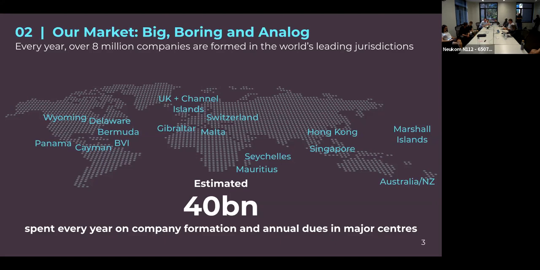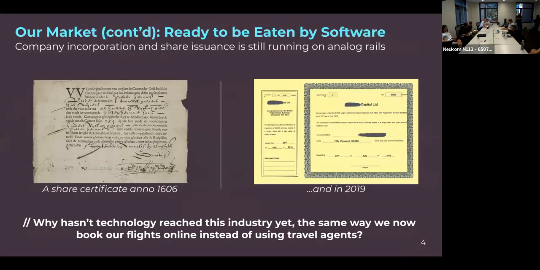But the other thing is, it's still totally analog. It's still all paper pushing, right? If you incorporate a company in most jurisdictions, look, this is just as an example, this is the share certificate of the very first joint stock company. It was a Dutch company. I'm a Dutch speaker. Back in the early 17th century, we came up with this, although the Americans actually have a claim on the first joint stock company. We like to think it was the Dutch, and it was back in 1606, and that's the share certificate to the left.